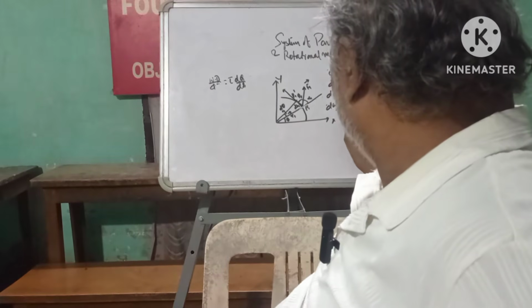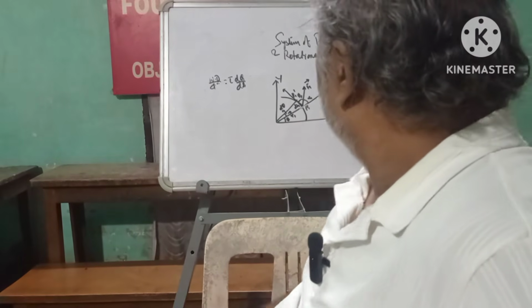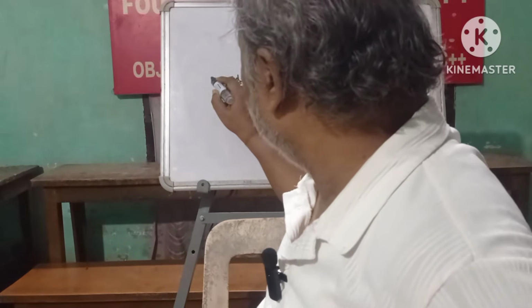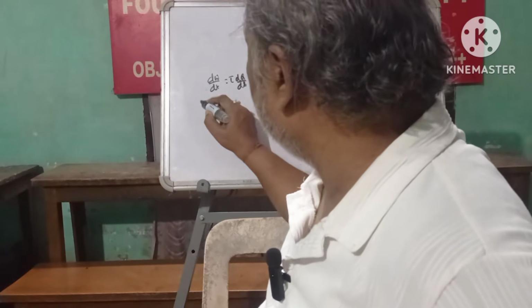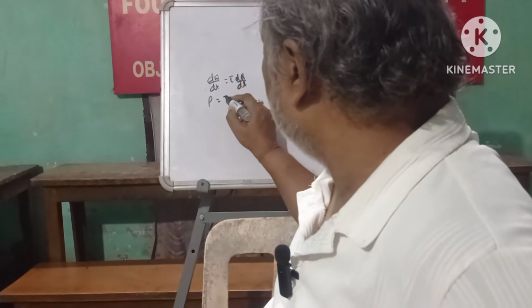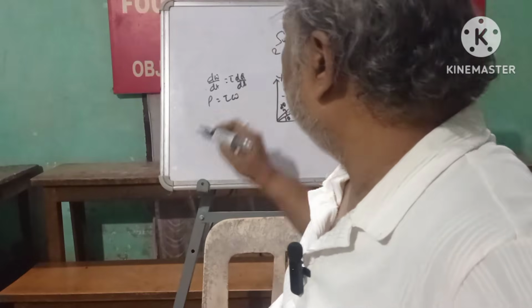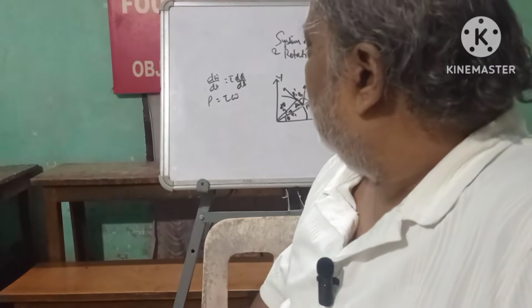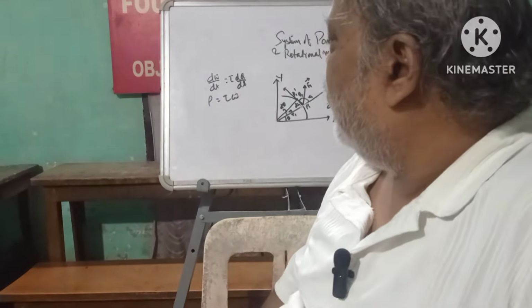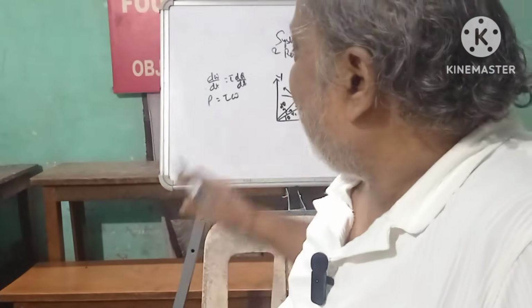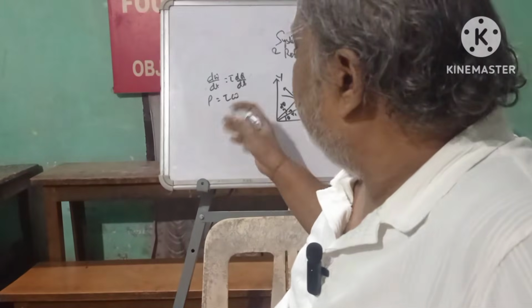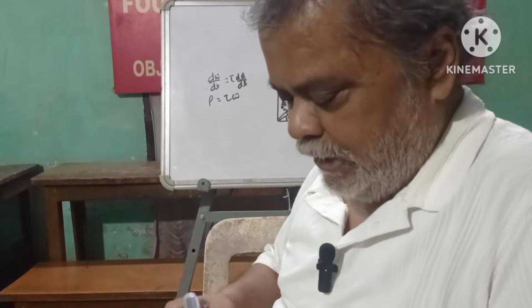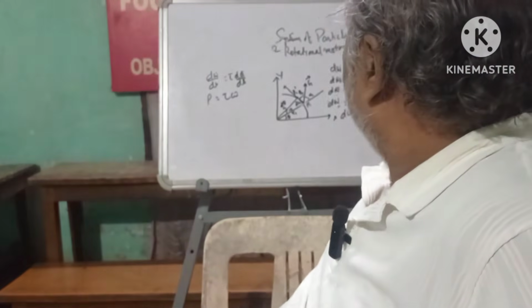So this will be better if we consider dw by dt. This is equal to power. So power is equal to torque times angular velocity. This is angular velocity here. Now from here you can derive other formulas.